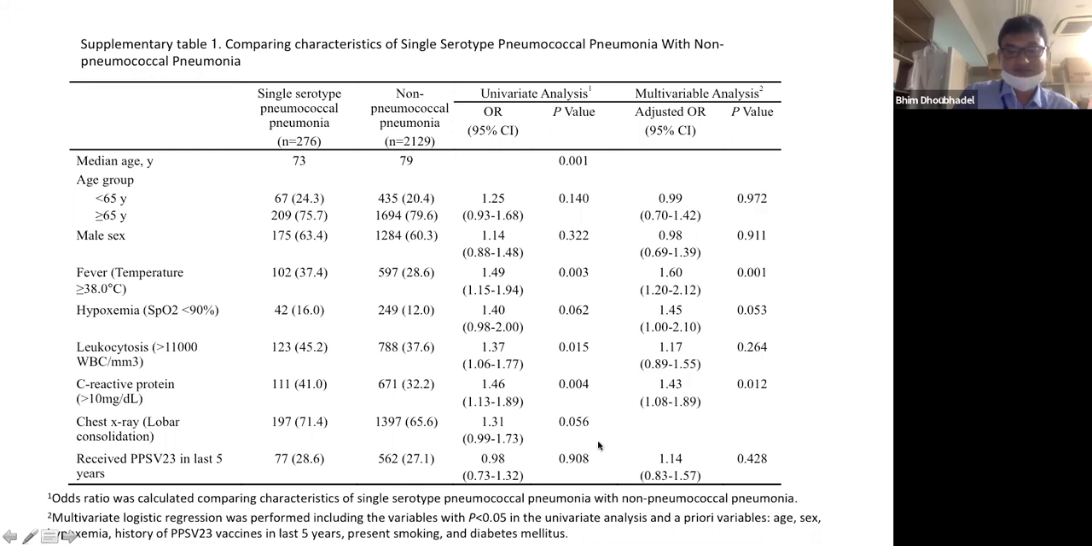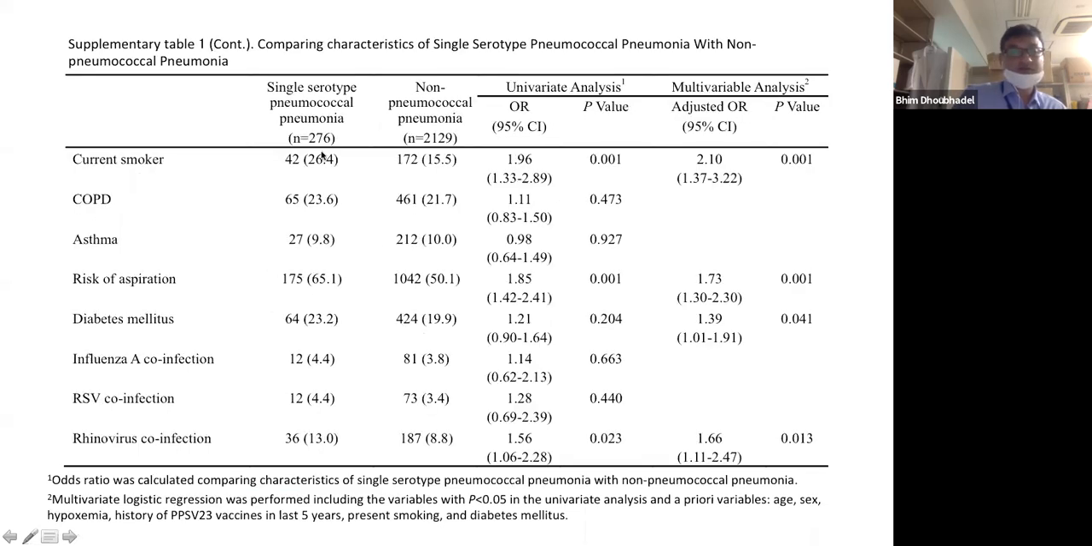Lower consolidation, p-value 0.56. And for pneumococcus, this polysaccharide vaccine, I couldn't find any association. I mean, it's not a significant association when you compare the single serotype with non-pneumococcal. Yeah. But the current smoking, yes, there is a significant association, and risk of aspiration. And rhino. So for multiple serotype pneumococcus, we found the RSV as well as rhino, both were associated, but for single serotype only rhino was associated.